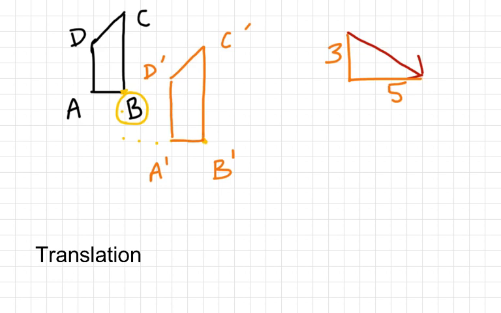Did I make it too tall? I think I did. Well, that's okay. This can happen to you also. Let's get rid of D prime and get rid of C prime, and we'll fix this thing. I've got A and B in the right places.